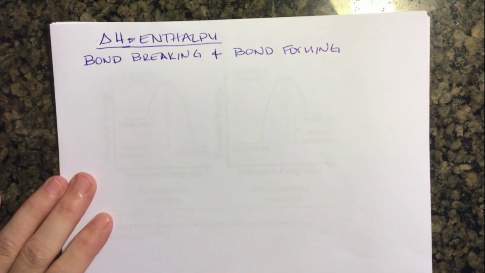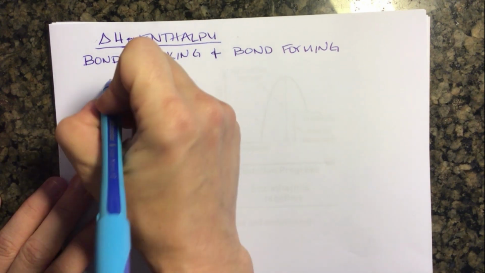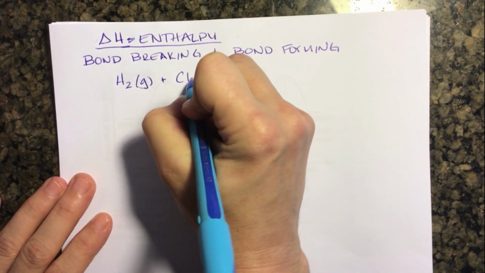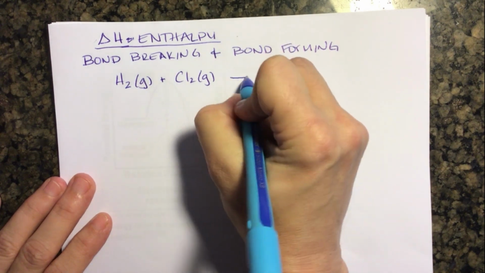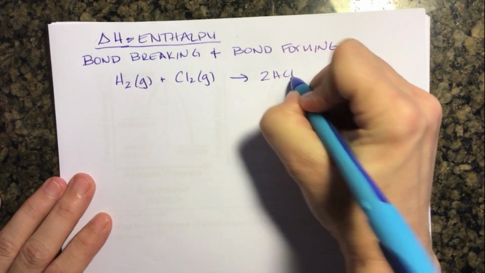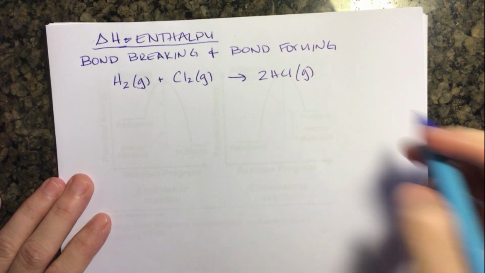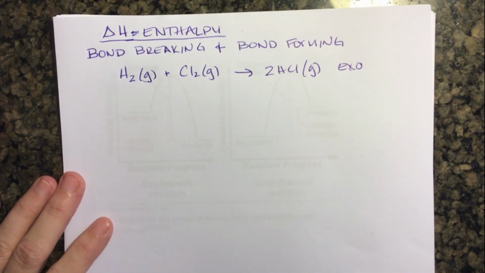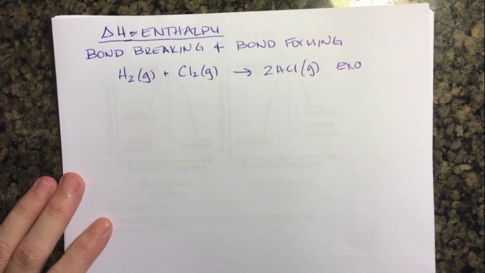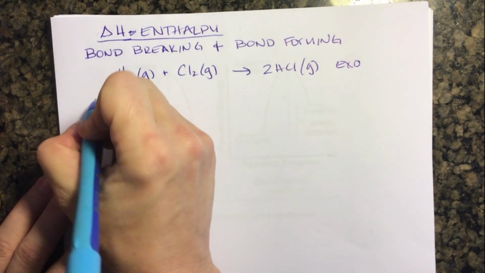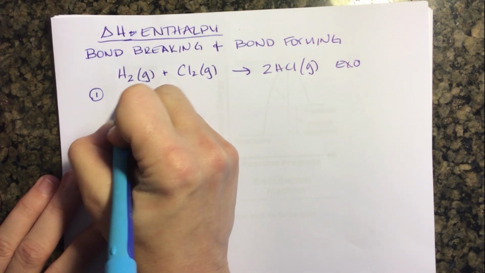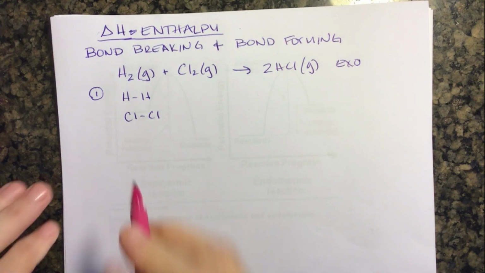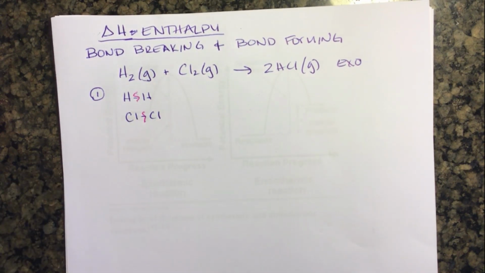Now, with bond breaking and bond forming, let's take a look at a chemical reaction of what's going on. So I have hydrogen gas and chlorine gas, and that's going to form HCl. Overall, this is going to be an exothermic reaction. So let's take this in steps. First, I have some H-H bonds and some Cl-Cl bonds, and I'm going to go ahead and break these.